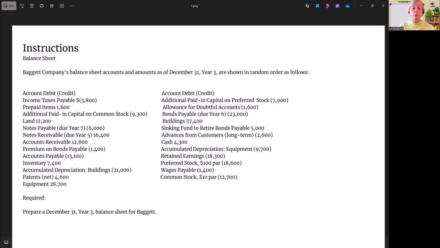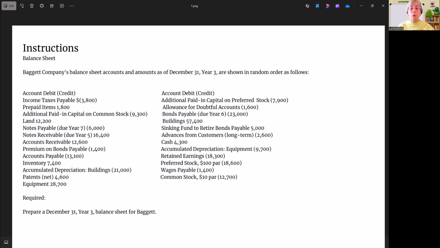Now, let's say you're going through this list and you're like, I've never heard of this account before. We'll use sinking fund to retire bonds payable as an example. Rolls right off the tongue. If I run across an account like that and I'm not really sure where that goes, I'm going to go do a search for it. I'm going to say, what type of account is sinking fund to retire bonds payable? Spoiler alert, it's an asset. It's a non-current asset, meaning it's a long-term asset. And what we're doing is we're setting aside funds, cash, in order to pay off this bond payable at some point in the future.